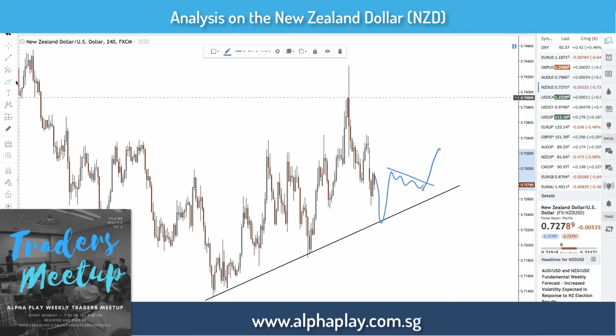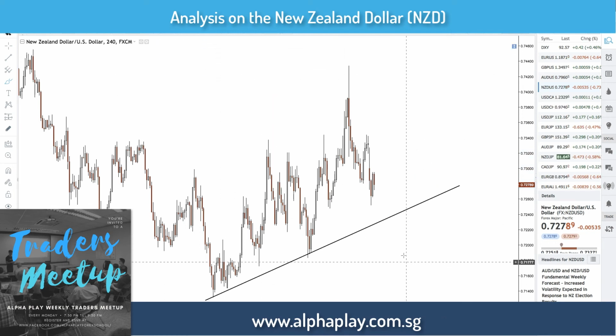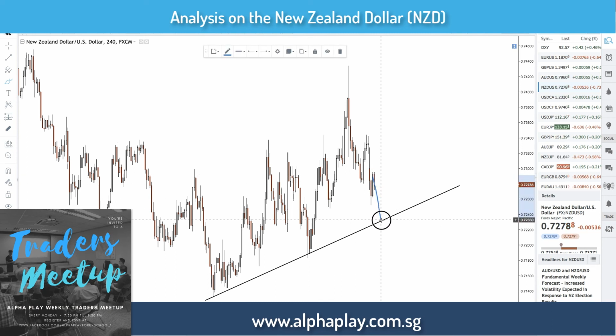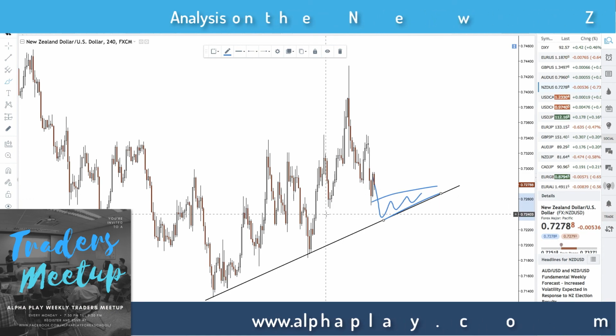Ideally what I want on this pair before RBNZ is this setup. So I'll draw it again. I want this to come down and I want it to consolidate at this trend line. If I see this, I will have a very nice short.